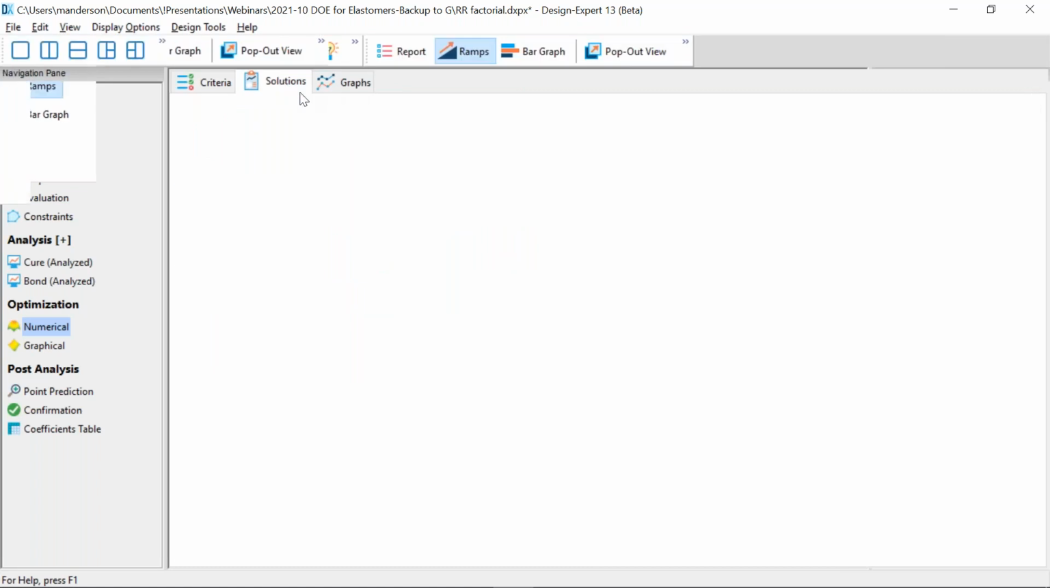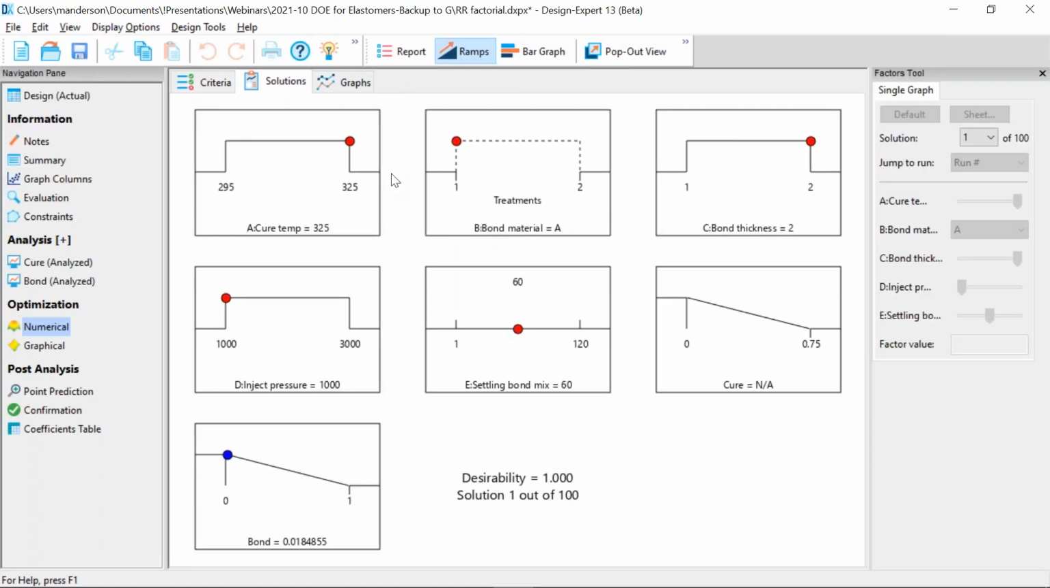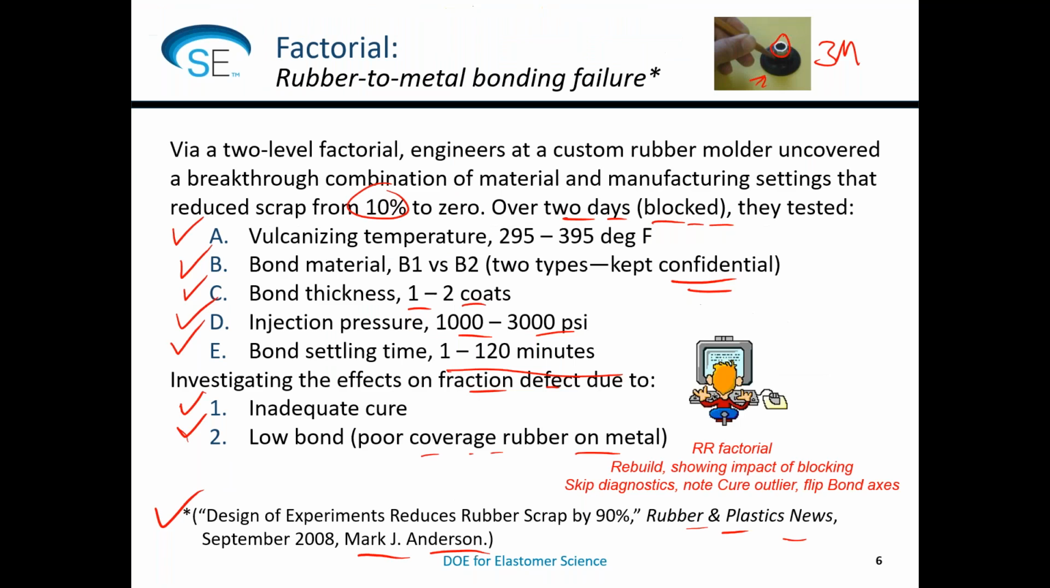And the program will dial up a solution that says go to the high cure temperature. We talked about that. Use bond material A, apply 2 coatings of the bond, reduce the injection pressure, and the settling bond mix didn't matter. So I would go with just the 1 minute because it's faster. And that gives us really good results in the end. So that's my second case.